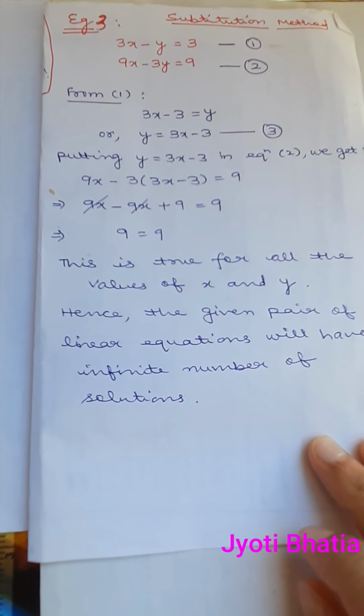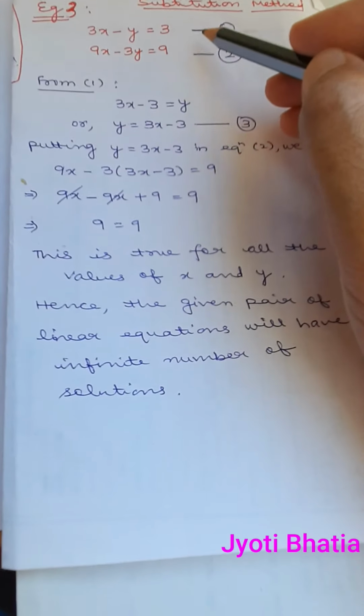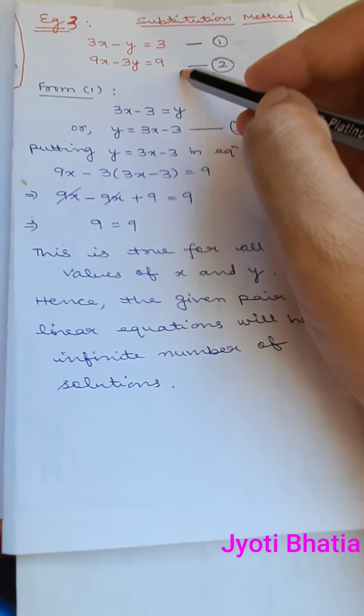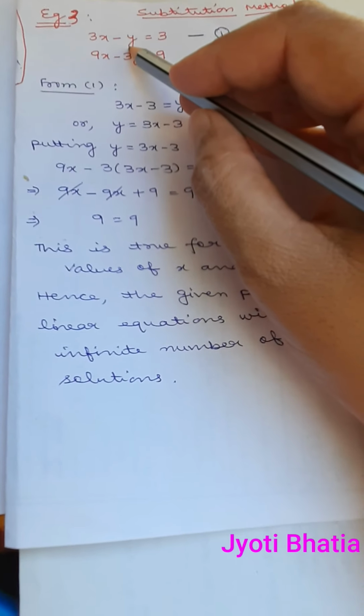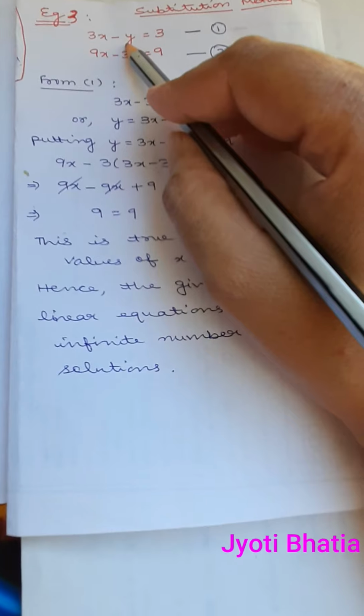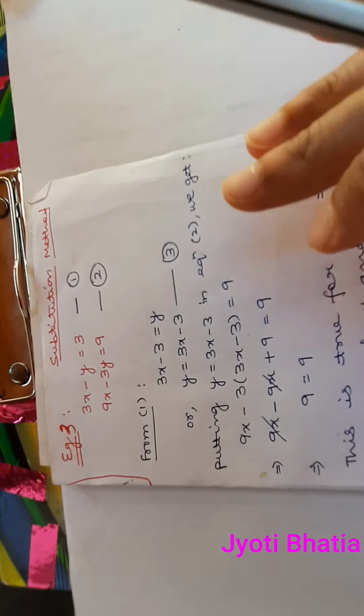Yes, children. Continuing with the examples of substitution method. Here we have 3x minus y is equal to 3 and 9x minus 3y is equal to 3. As I told you yesterday, we will look for the coefficient 1. Here we have y with coefficient minus 1 actually. We also know how to rearrange the terms and get the things done.